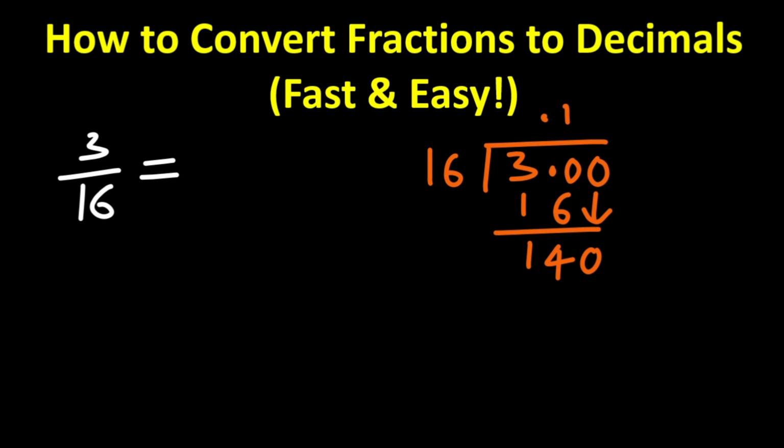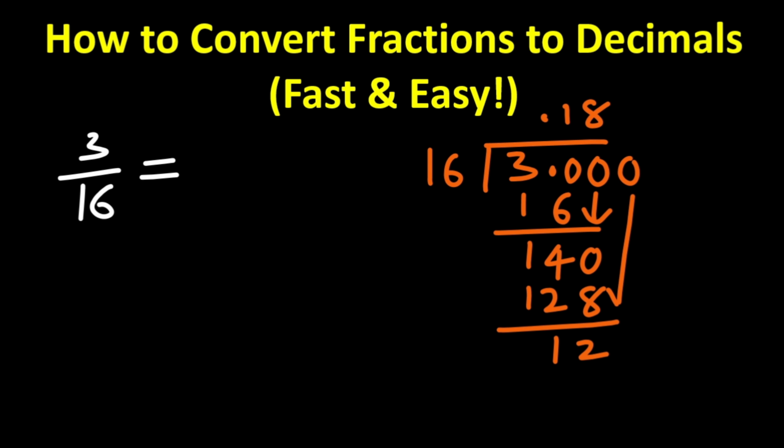This becomes 140. And now you can do 16 times 8. 16 times 8, that gives you 128. Now you subtract 128 from 140. That gives you 12. And now you can add a 0 and bring down that 0 here. That becomes now 120. Now you can do 16 times 7. That gives you 112. Now 120 minus 112, that's going to be 8.